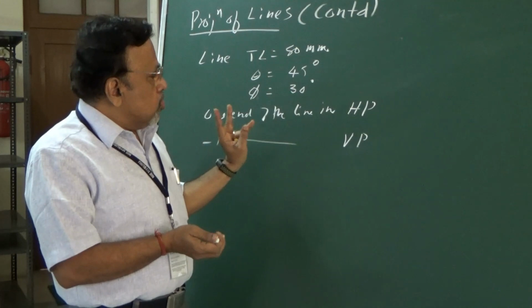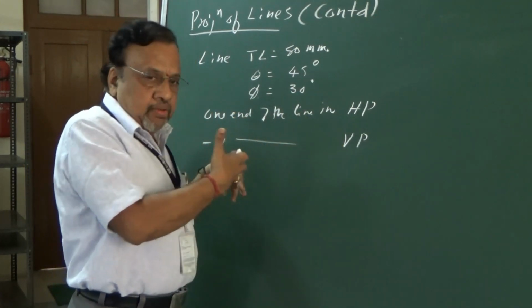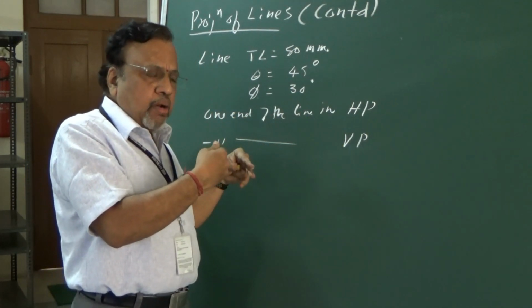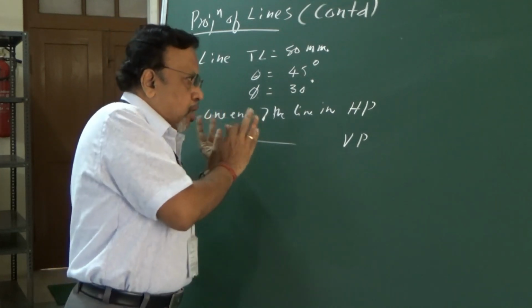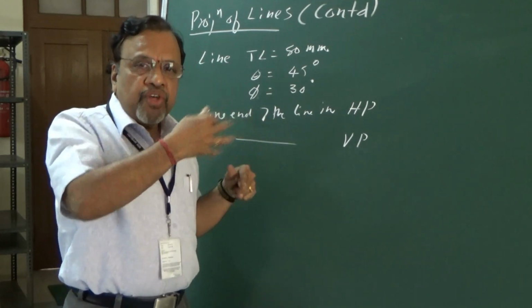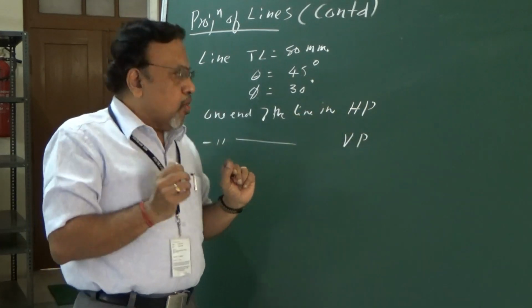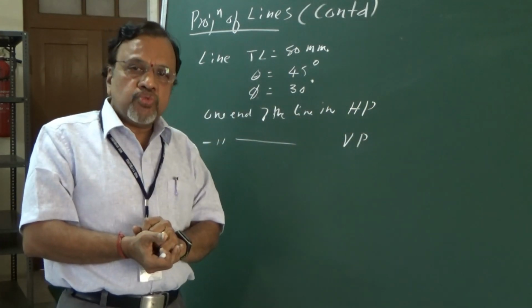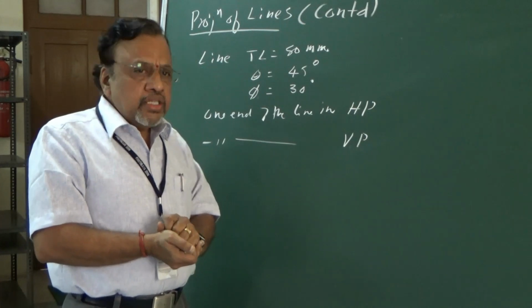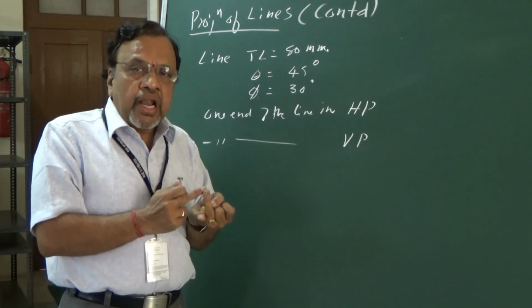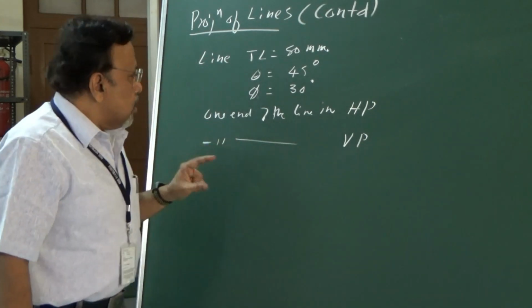Okay, so let me do this problem together. I will do this problem in three stages. Now let us do stage 1. Stage 1 means I will consider the line inclined to one plane and parallel to the other.